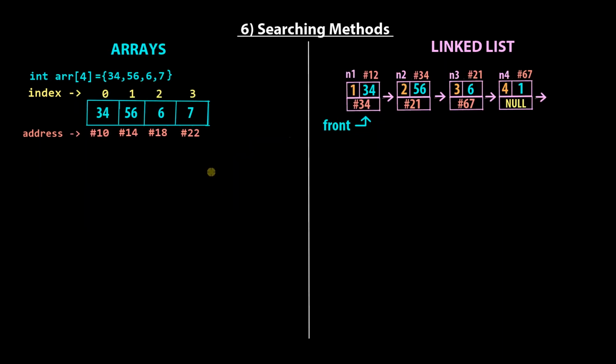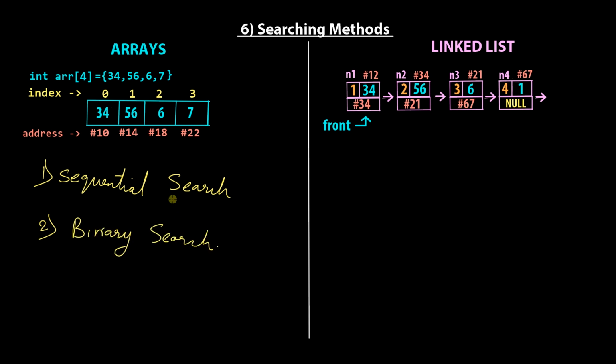So when it comes to searching an array, you can have two different types. You have sequential search. You can also have binary search, and you can also do the mapping of indexes. So if you already know the index, you can directly go to that. So random access is also possible.